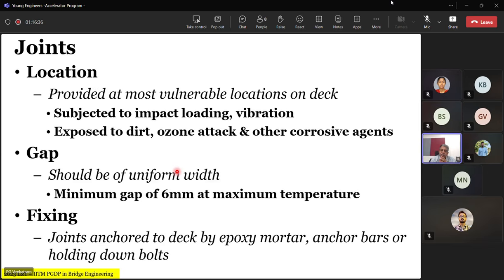Even at the maximum temperature when the joint is closing, there should be a minimum 6 millimeter gap so that the waterproofing arrangement doesn't get squeezed and crushed. The ways to fix this expansion joint: there are anchored joints. You can anchor it with epoxy mortar, anchor bars, holding down bolts. There is a vast variety of solutions, each one peculiar to its case. Some of them don't have any anchor, but we'll see that example also.